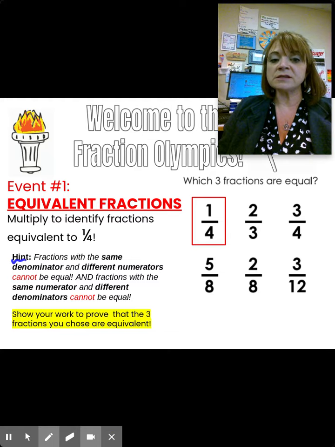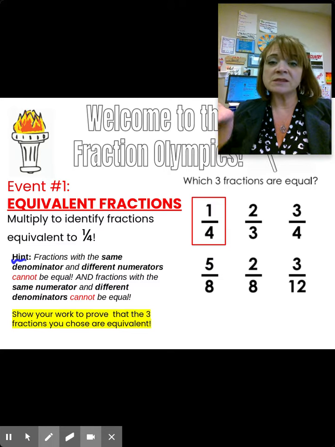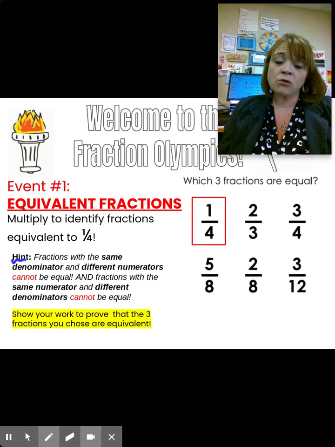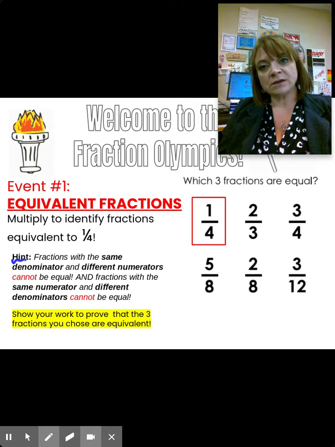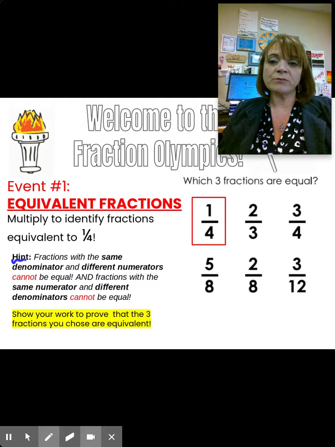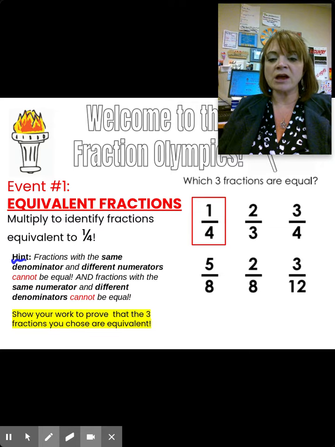Fractions that have the same denominator but have different numerators cannot be equivalent because they have the same number of pieces, but they're not talking about the same number of pieces. The whole was divided up into equal parts, and then they're talking about a different number of pieces out of that whole. The same thing happens when the numerator is the same and the denominators are different. If you have the same numerator, but you have a different number of pieces out of the same size whole, they cannot be equal. So that helps you know something right off the bat out of these 6 fractions.